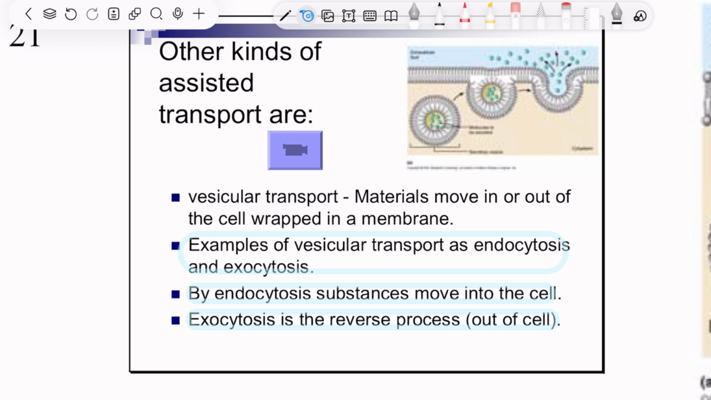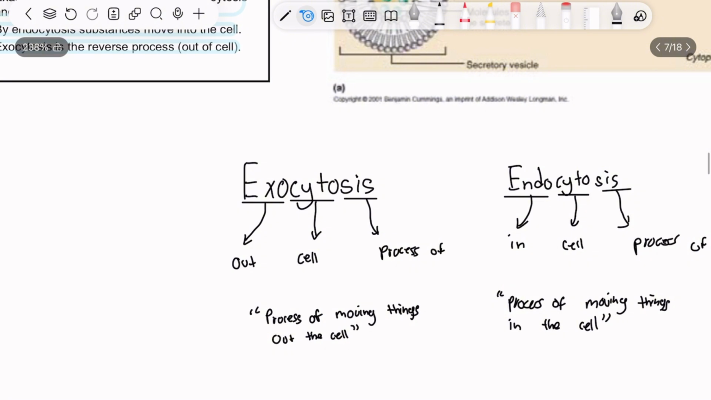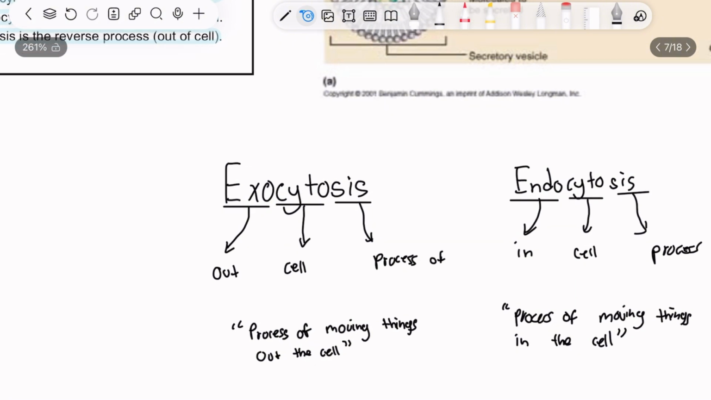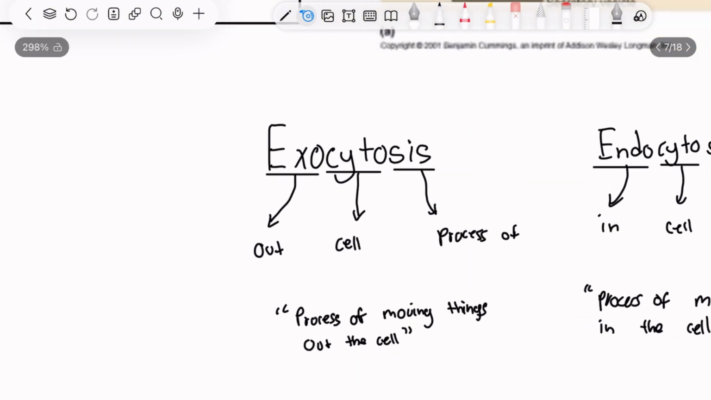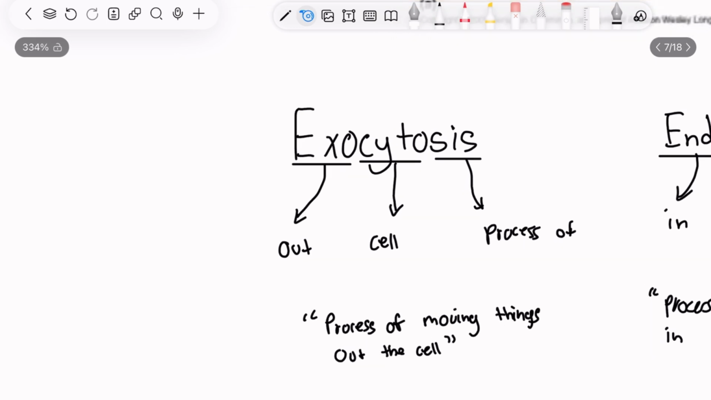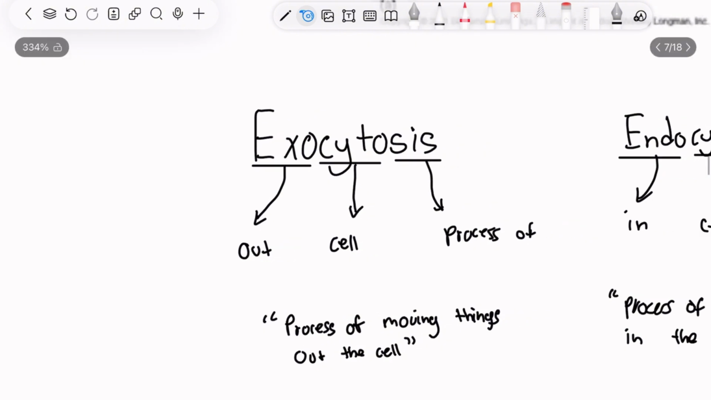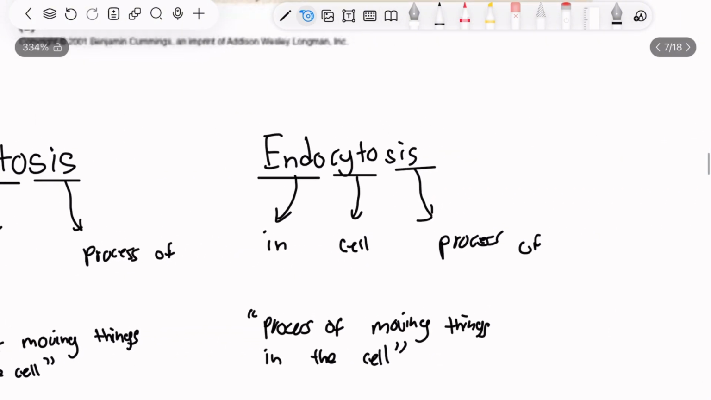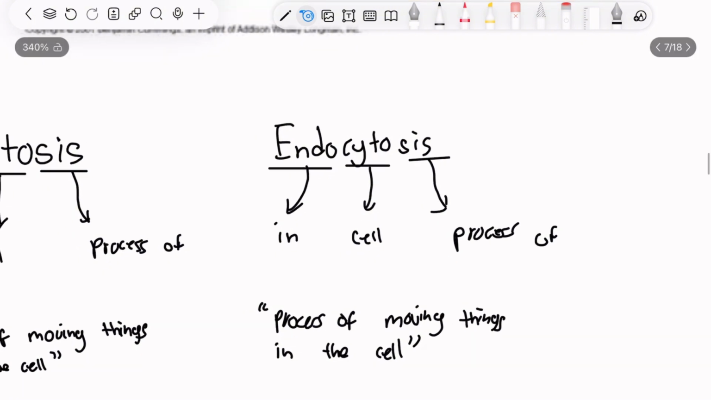To make sure that you don't confuse endo and exocytosis, just look at the first letters of the word. Exo literally means out, cyto means cell, and osis means process of. So overall, exocytosis means the process of moving things out of the cell. It's the same with endocytosis. Endo meaning in, cyto meaning cell, osis meaning process of. Overall, it means the process of moving things into the cell.